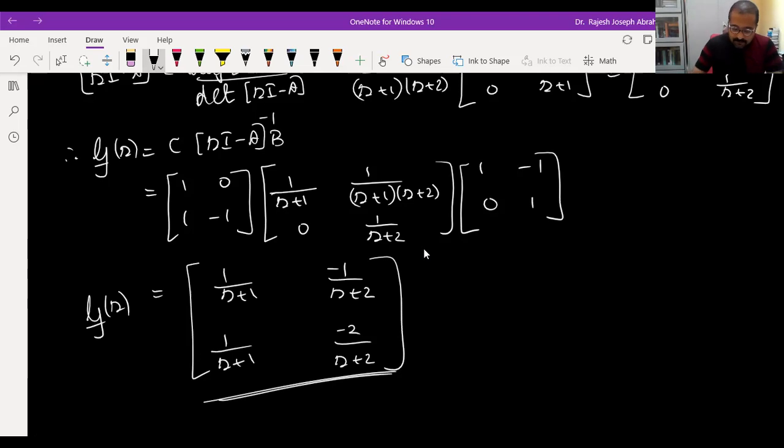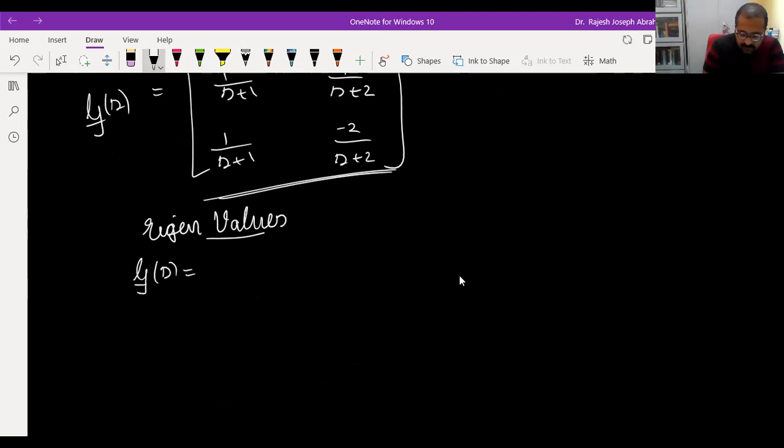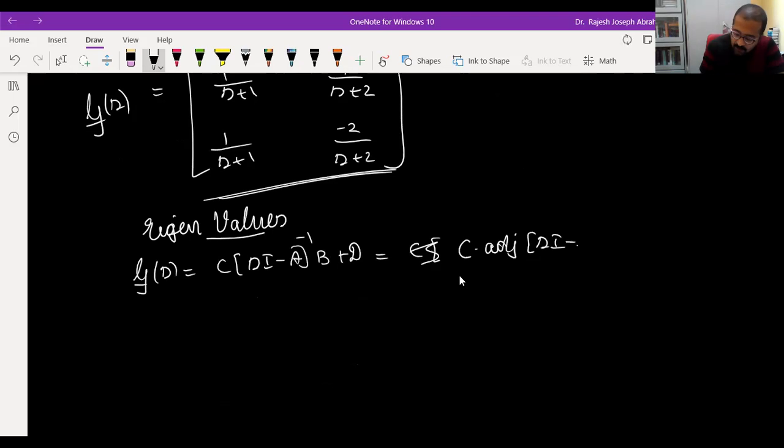Okay, now eigenvalues. If you consider the general case of a transfer function matrix, what was G of S? C into SI minus A inverse B plus D. Correct? C into SI minus A inverse B plus D. Right? So as I said before, how will you find the inverse? C into adjoint divided by determinant. Adjoint of SI minus A divided by determinant of SI minus A, into B plus D.